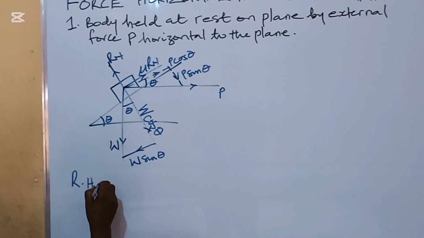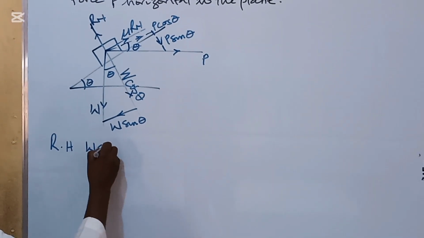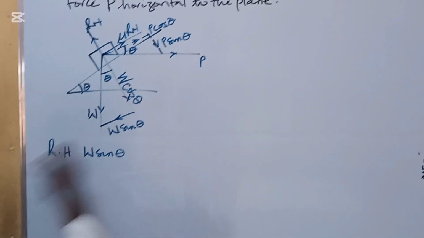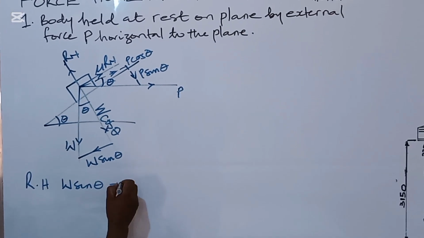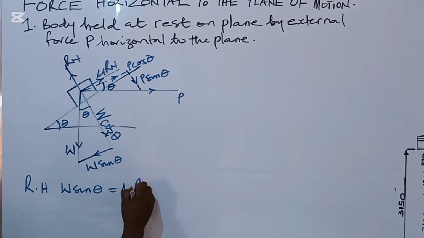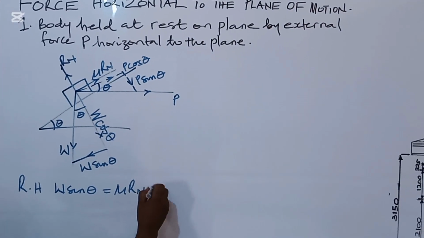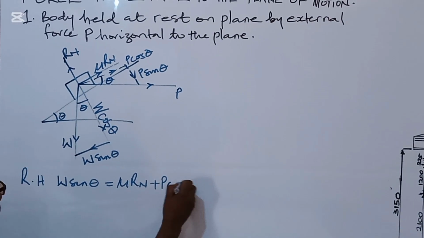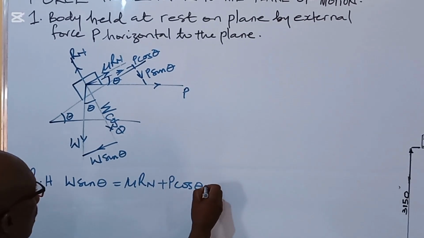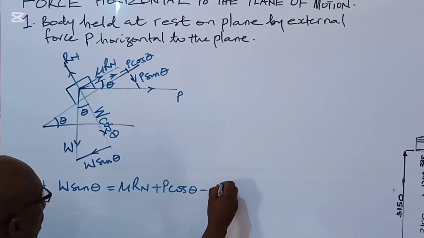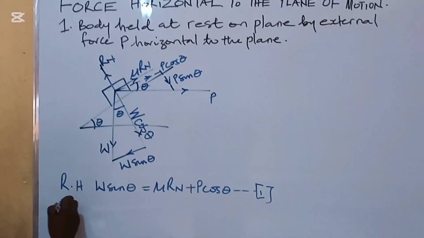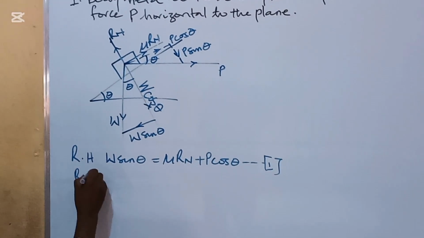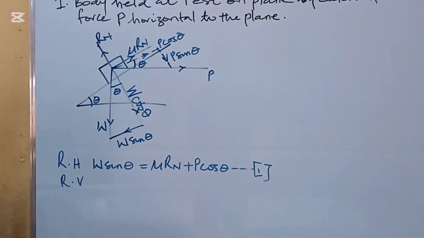W sine theta, pulling it towards the left, is equals to what? Mu Rn plus what? P cos theta. Let's call this equation number 1. Are we there? Now, let's resolve the system of forces vertical to the plane.